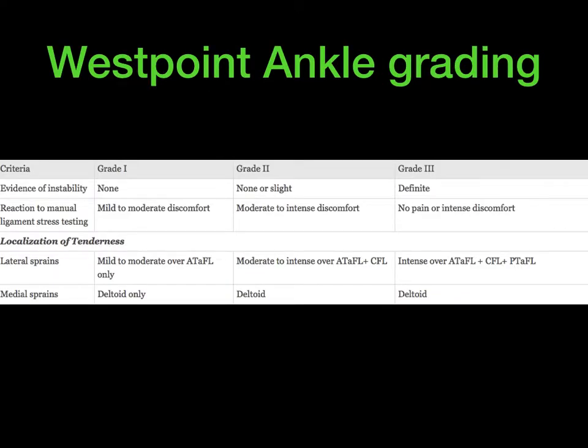The ankle injuries are classified as grade 1, 2, 3 in order of their severity, and as you would see, if there is no instability, it is usually grade 1, some slight instability grade 2, and if there is a gross instability, it's considered grade 3. And similarly, the symptoms and the clinical signs would match the degree of severity.